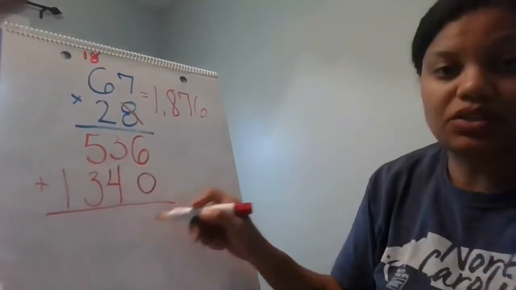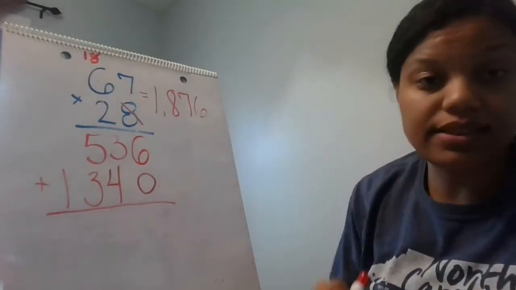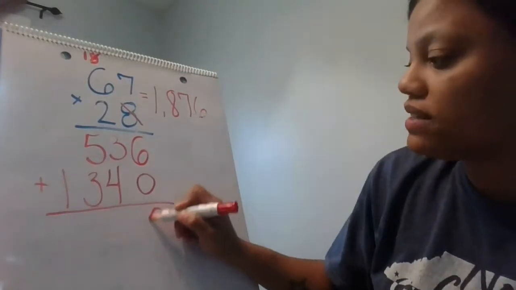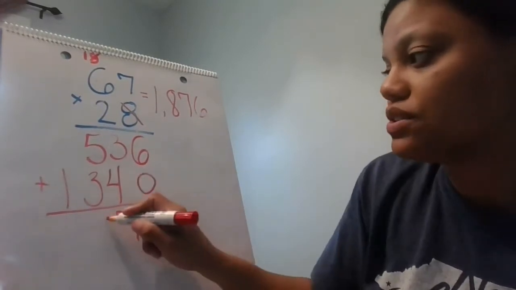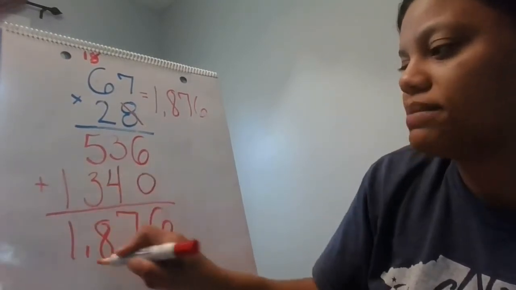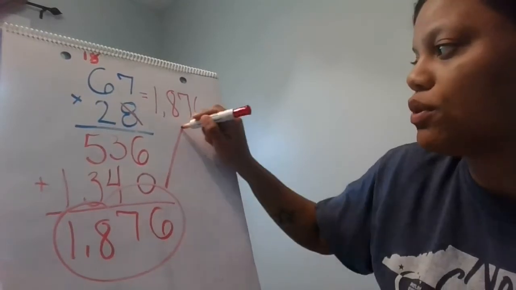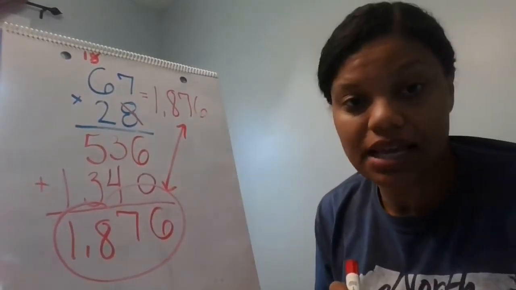Now I can add these two together, and we should get the same product. 6 plus 0 is 6, 3 plus 4 is 7, 5 plus 3 is 8, and I drop down the 1. So with both methods, we're still getting the same product.